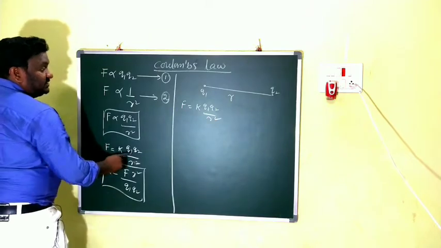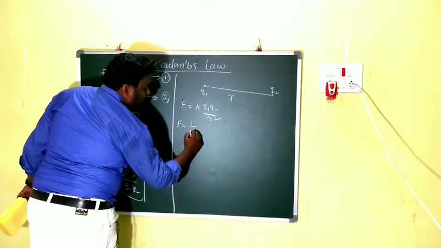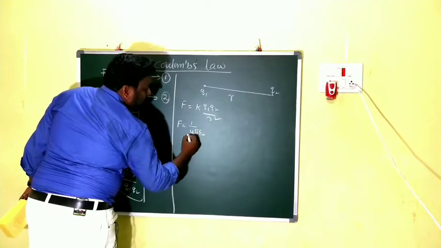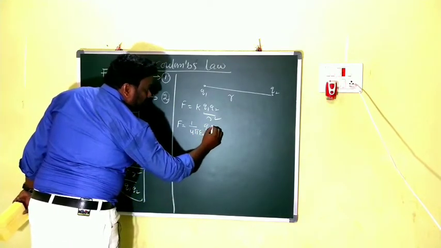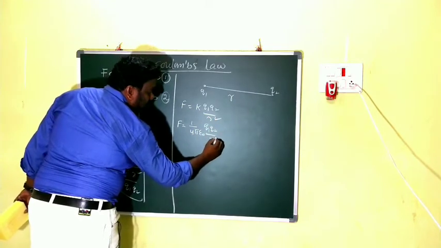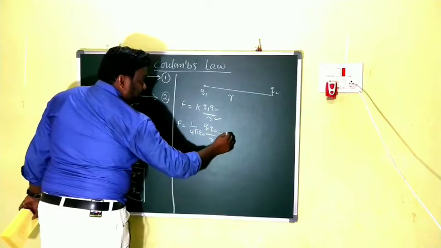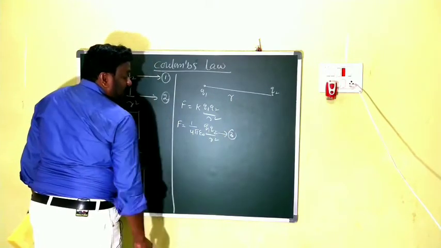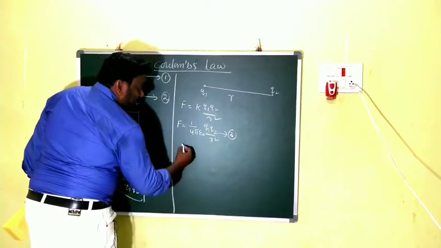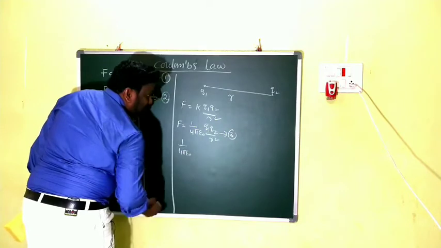Already the equation is there. So here F is equal to, K value should be taken as 1 by 4 pi epsilon naught, into Q1 Q2 by R square. Clear? Now this is equation number 3. F is proportional to Q1 Q2 by R square. Here 1 by 4 pi epsilon naught is nothing but the K value.